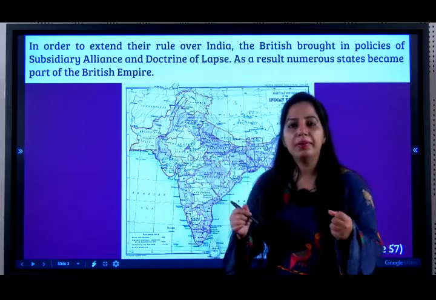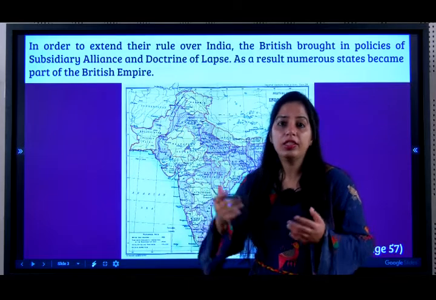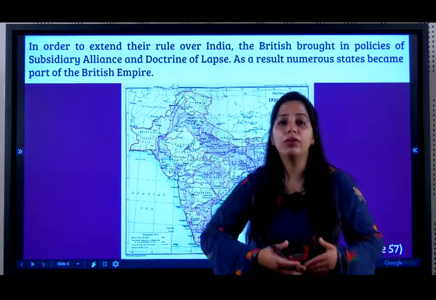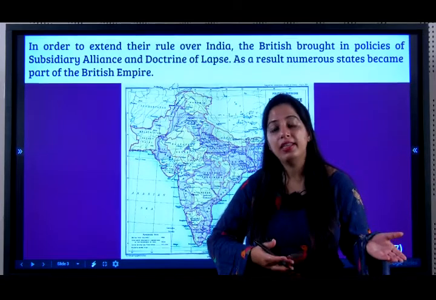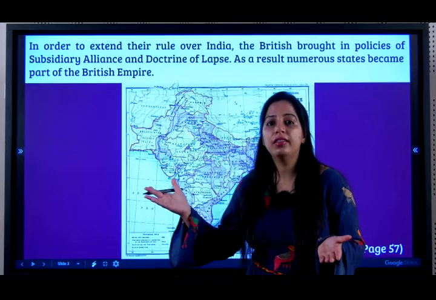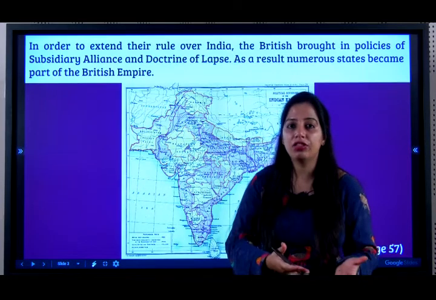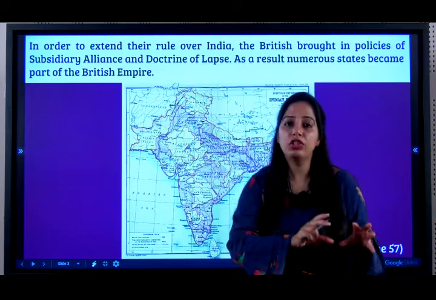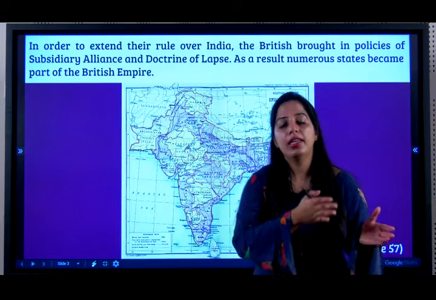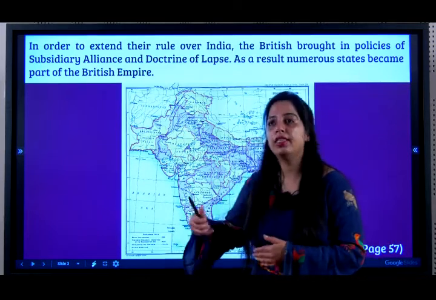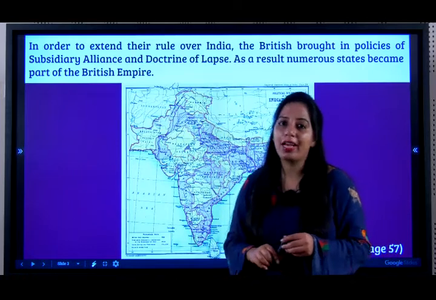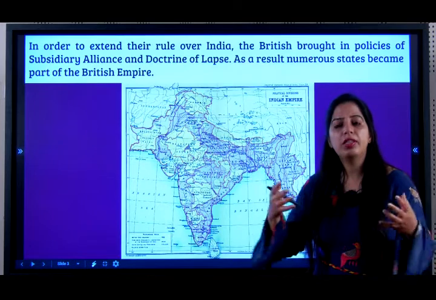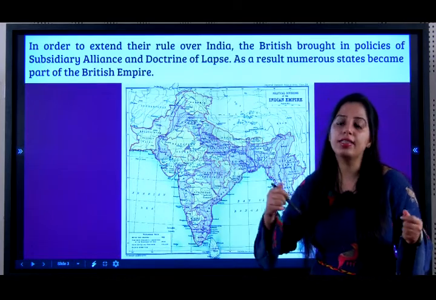What was doctrine of lapse? If an Indian ruler did not have their own son or daughter, or natural heir who could take over the kingdom after their death, this kingdom was taken over by the British. The English East India Company did not let an adopted child succeed to the kingdom. In such a case, they took away the kingdom. That was doctrine of lapse. So, these were the two policies through which the British occupied a lot of territories in India.